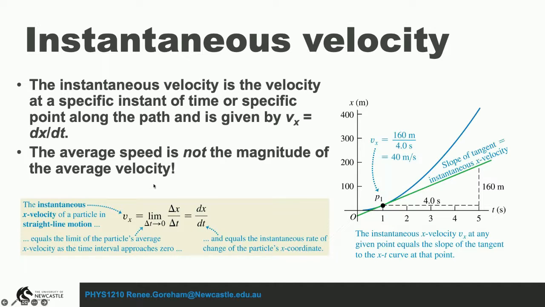So the average speed is not the magnitude of the average velocity, and that's really important to remember. So we'll look at how we can find that as well. Most of the time you will be given an instantaneous velocity, but this is how you would find it. You'd take the derivative of x as a function of time, and we'll have a look at how we can do that mathematically soon. So we've got average velocity, instantaneous velocity, distance and displacement.